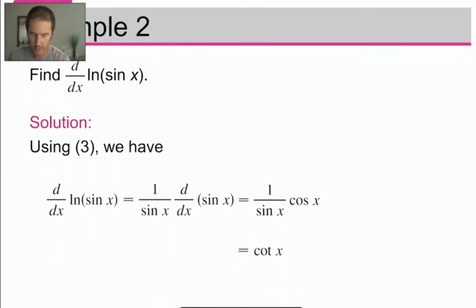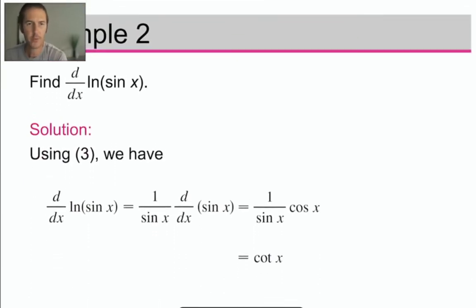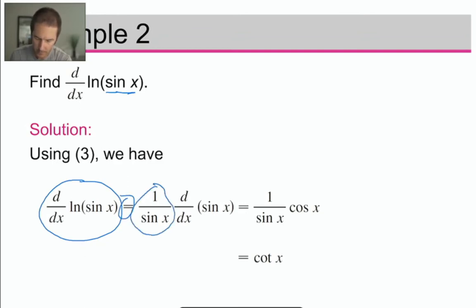So let's take a look at an example. This example wants us to find the derivative of the natural log of sine of x. So sine of x is our u value or our g of x function. When we take the derivative of this, after my equal sign I see 1 over my inner function times the derivative of my inner function. The derivative of sine is equal to cosine, so we're seeing 1 over that original inner function, 1 over sine x, times now cosine of x.